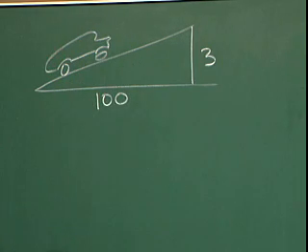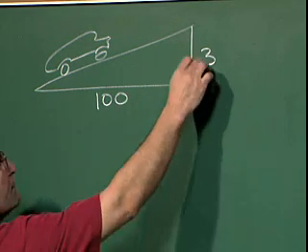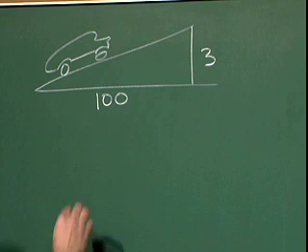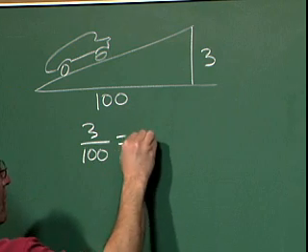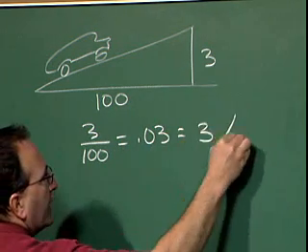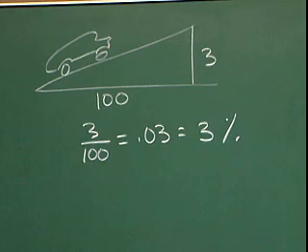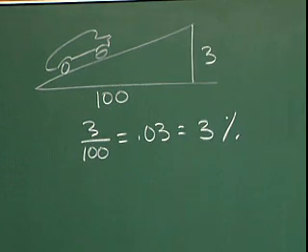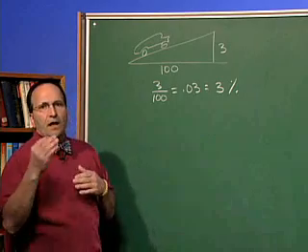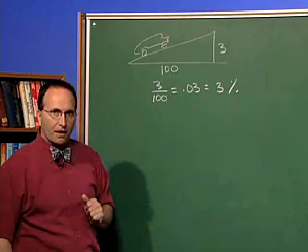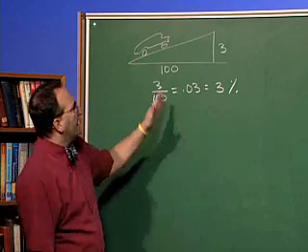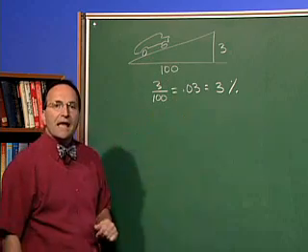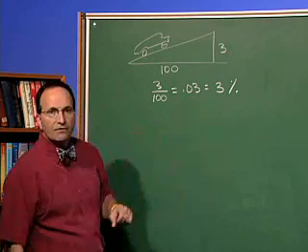All right, so now, when we talk about the grade of the hill, the grade is the percent of that slope. In other words, it's 3/100, which of course we know is 0.03, which is 3%. So the grade of the hill is 3%. Well, what about determining the resistance of this truck? The truck is 25,000 pounds, and it is going up a hill with a grade of 3%.